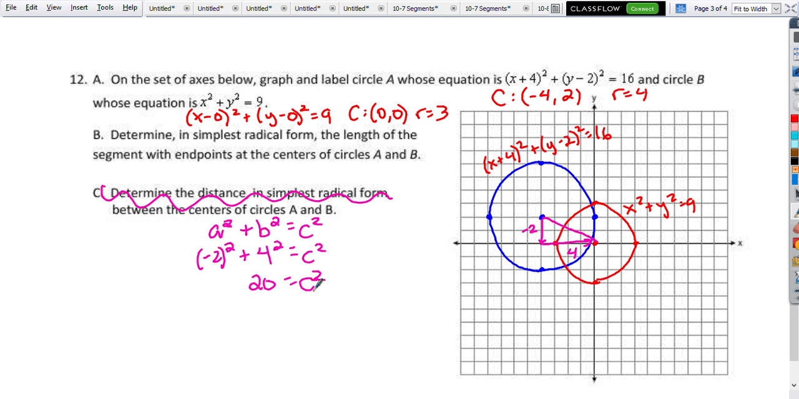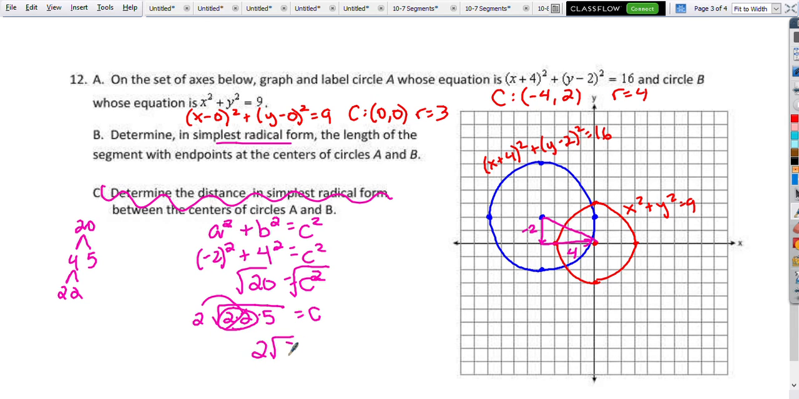Let's do simplest radical form because it says that right there. So, square root, remember 20, right, is 4 and 5, and then 2 and 2. So this becomes 2, 2, and 5, okay? And we're circling our set of 2's. Twins escaped, 1 survived, and we get 2 radical 5 for C, all right?